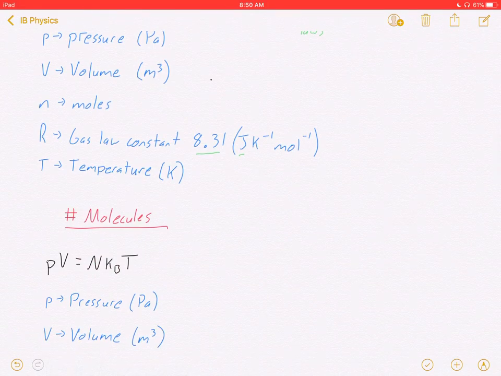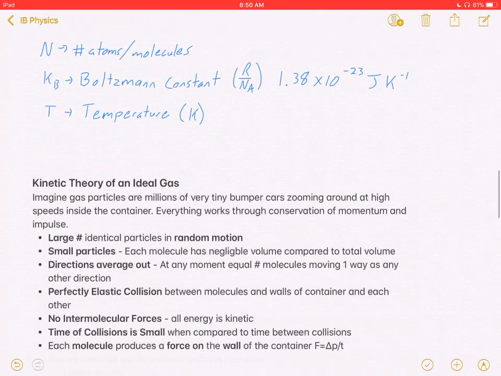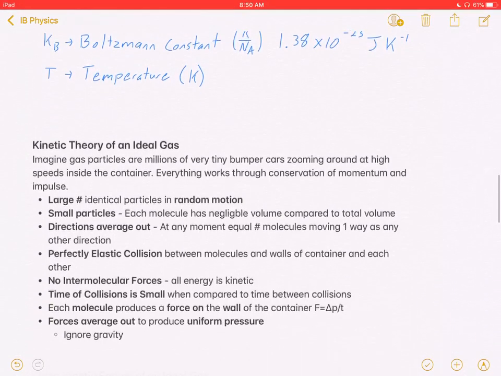We could also write that ideal gas law in terms of the number of molecules. And this one might not be as familiar for you. We're going to use the Boltzmann constant, R divided by Avogadro's number. PV equals capital N, standing for number of molecules or number of atoms, times Boltzmann's constant times temperature. All right, flying through this because all of that is mostly plug and chug.